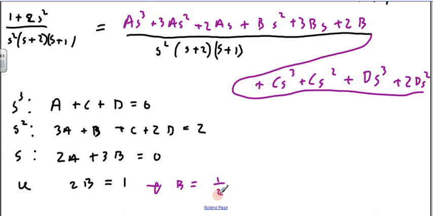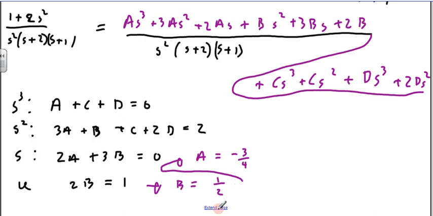Okay, and if b is equal to 1/2, then a has to be what? A has to be minus 3/4. Because I have minus 3/2, so a has to be 3/4. Well, if a is 3/4 and b is 1/2, then what do I have left over?